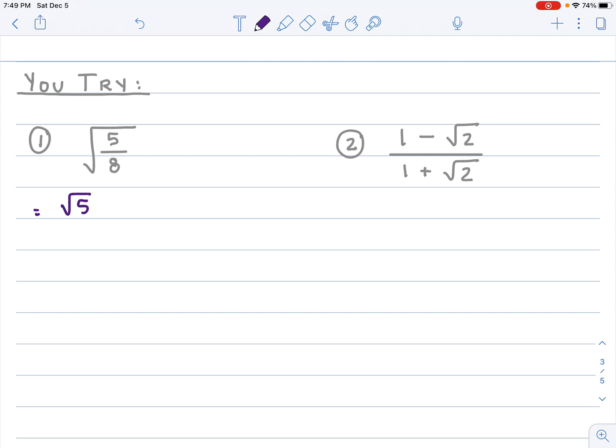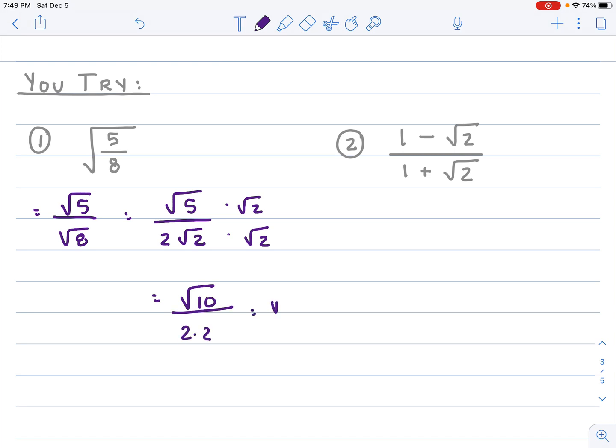This would become radical 5 divided by radical 8. I can simplify this down. That bottom will actually become 2 radical 2. I can multiply both top and bottom by that radical 2. I've got radical 10 over 2 times 2, which is just radical 10 over 4.